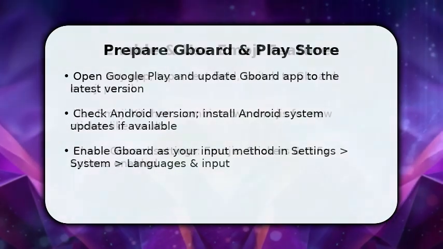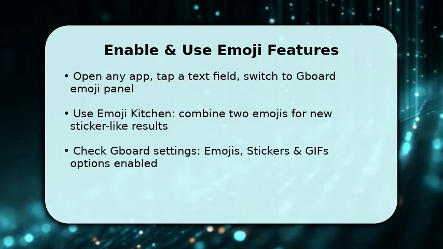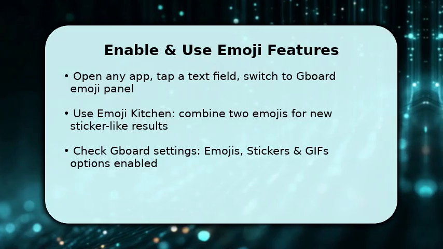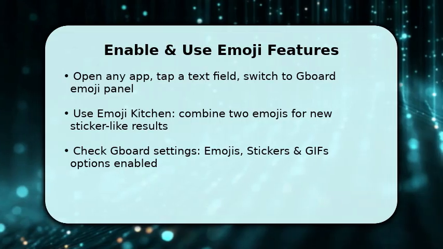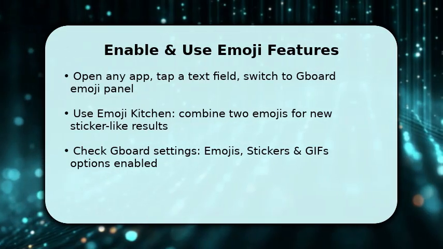Now you'll enable and test the emoji tools inside Gboard. Open any messaging app, tap a text field, then the emoji icon to open the panel. Make sure in Gboard Settings Preferences and Theme that emojis and stickers are enabled. This exposes Emoji Kitchen and new sticker combos.